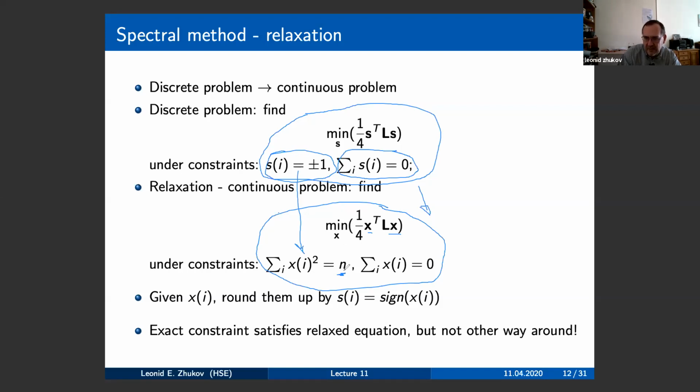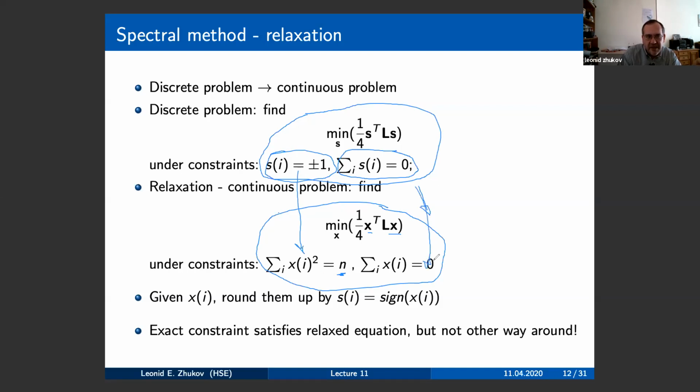It satisfies it. But it's also more relaxed than the original constraint, because if one x is, I don't know, 0.7, the other x is something else, you can still make the sum of the squares equal to 2, right? This is just a more relaxed constraint.